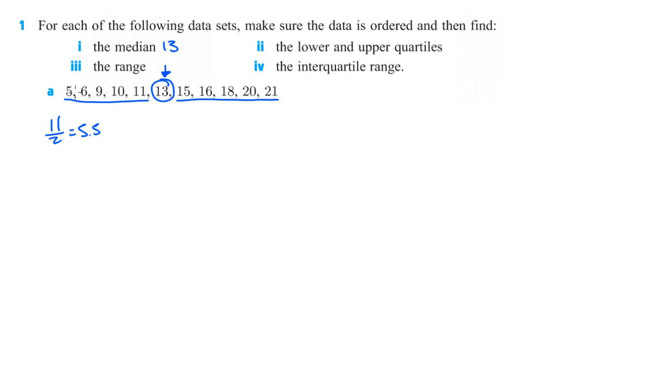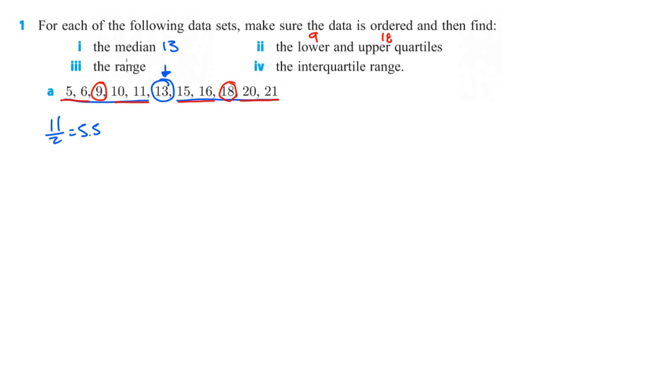So now we find the middle of these 5 numbers. These 2 numbers are above, these 2 numbers are below. So 9 is going to be our lower quartile. And then these 2 numbers are below, these 2 numbers are above. So 18 is going to be our upper quartile.